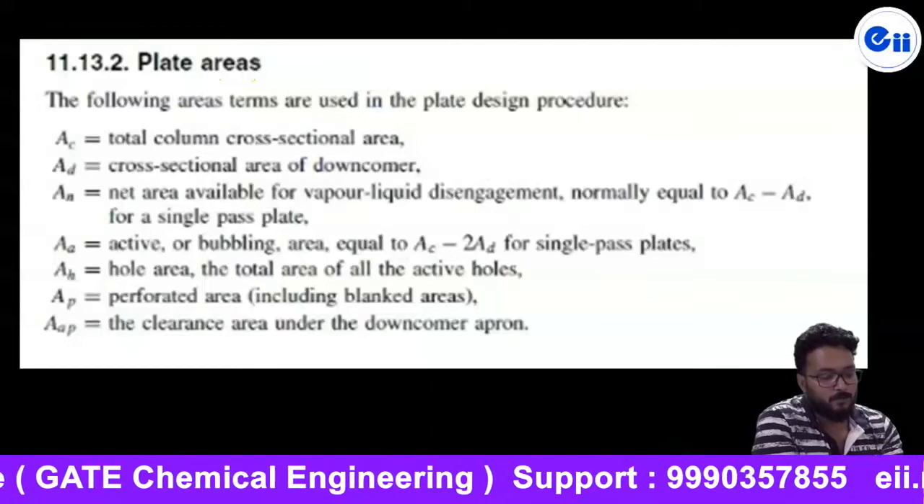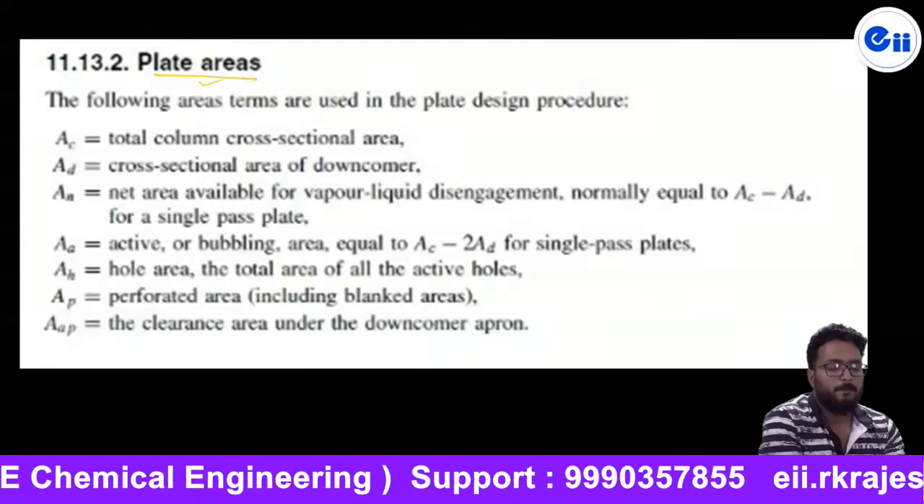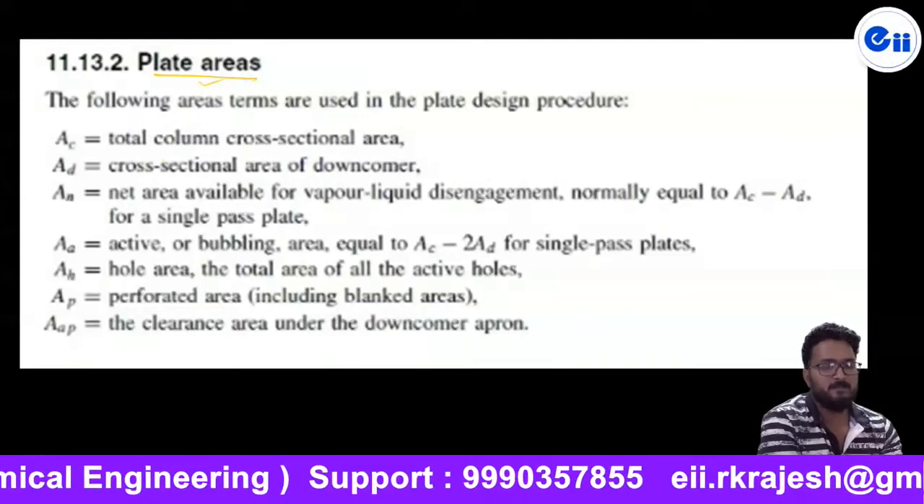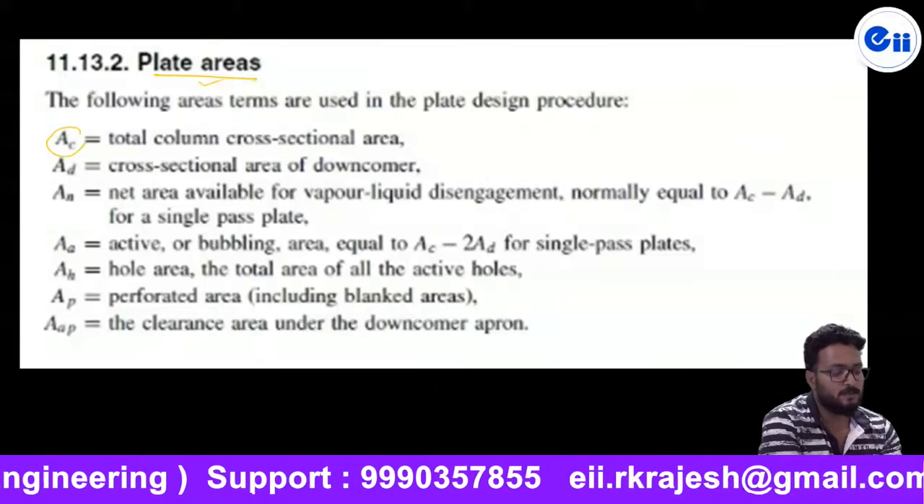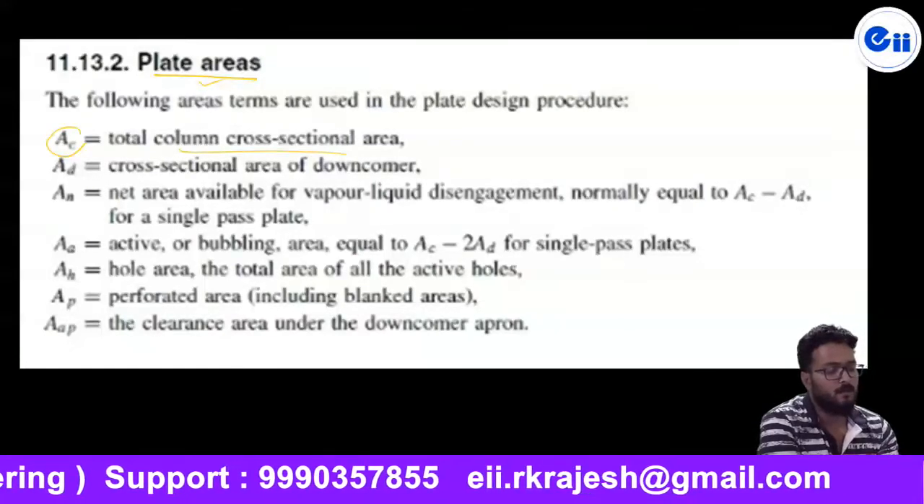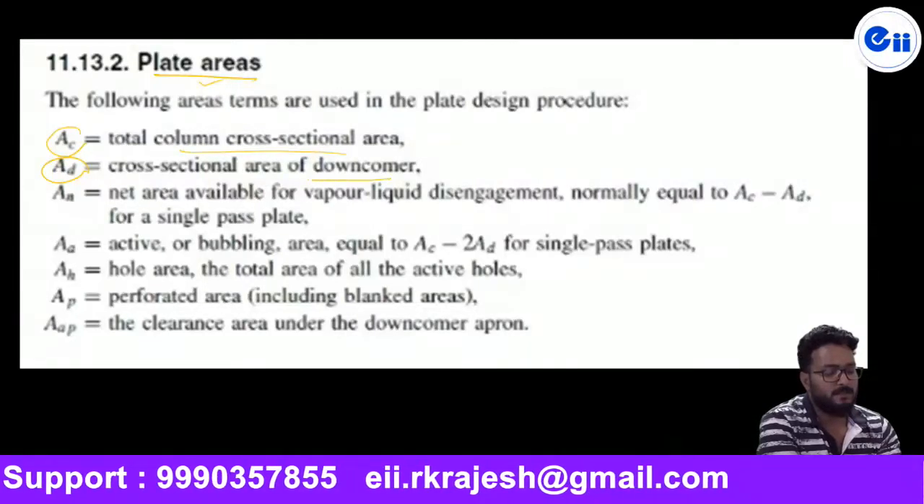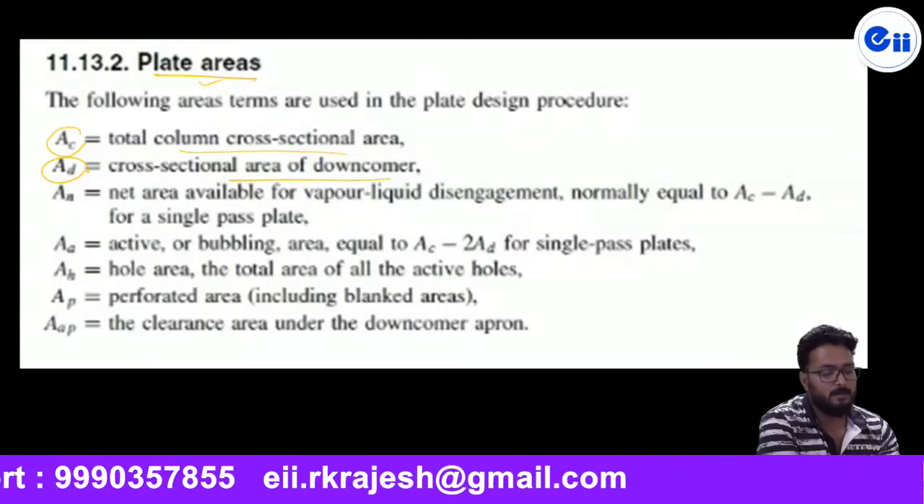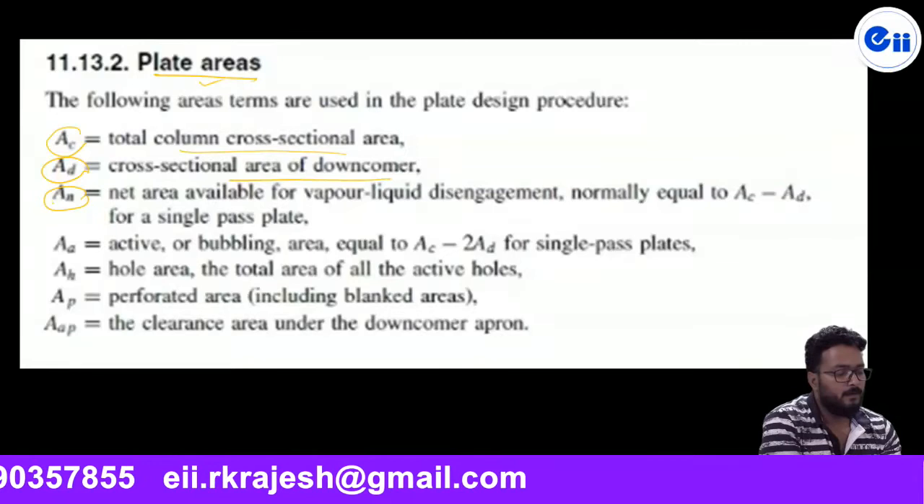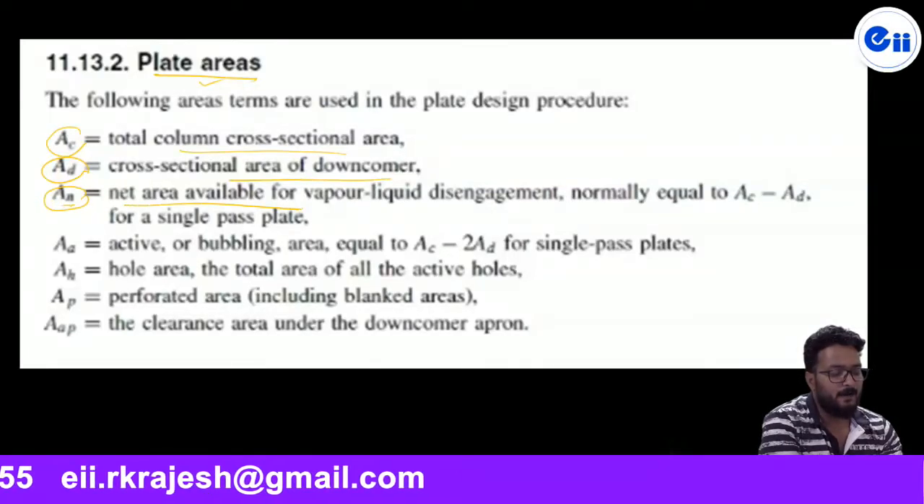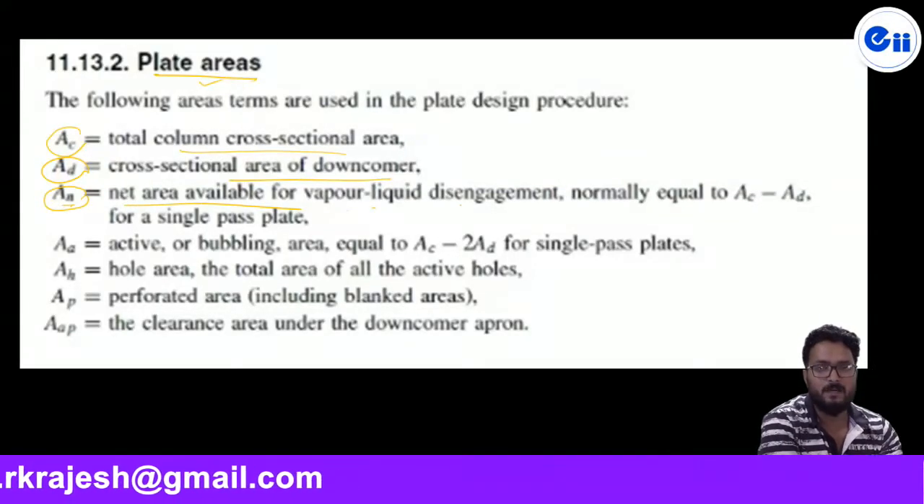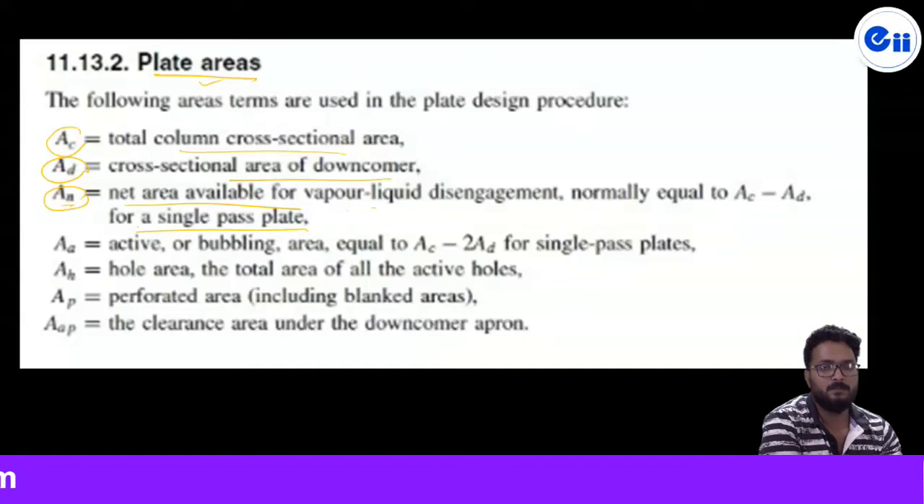Listen, before this I would like to discuss plate areas. I have already discussed them, but I am going to recall them further. AC is called the total column cross-sectional area, AD is called the cross-sectional area of the downcomer, also called the downcomer area, AN is called the net area available for vapor-liquid disengagement, and normally it is equal to AC minus AD for a single pass plate.